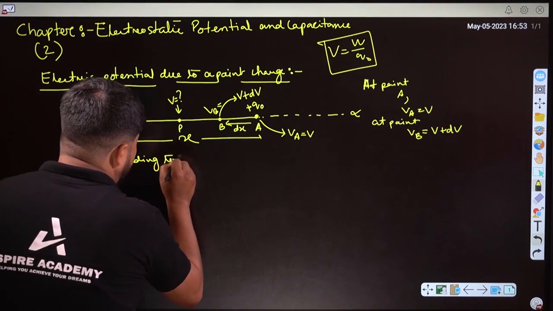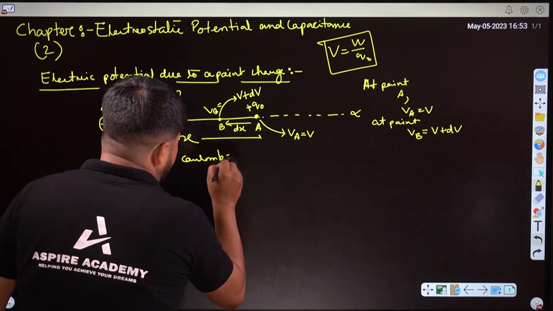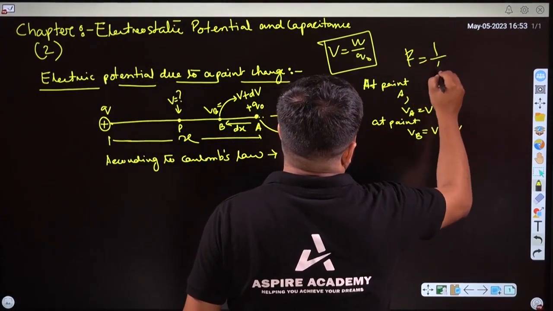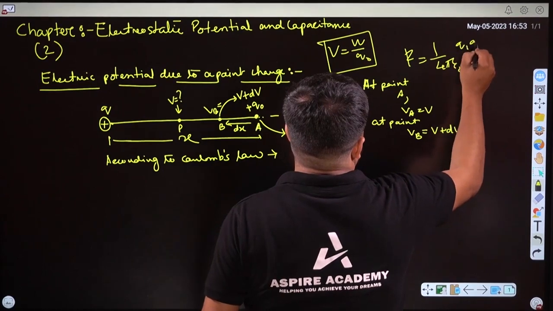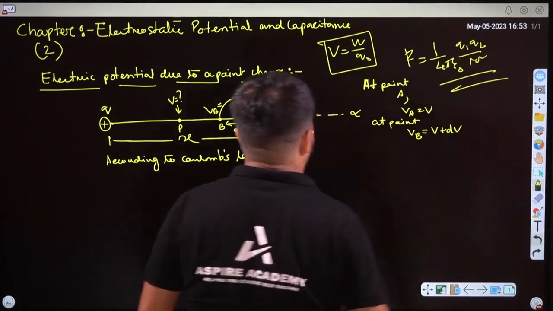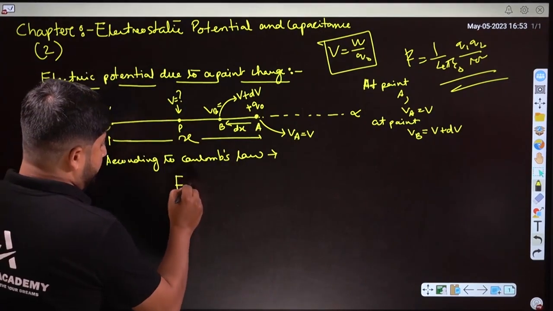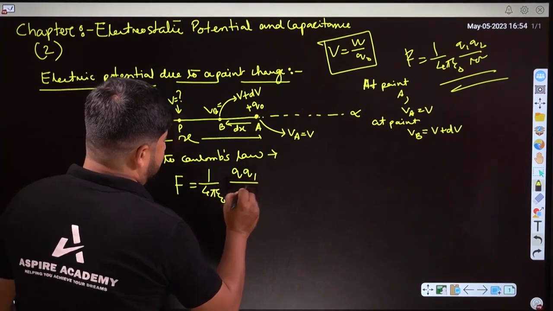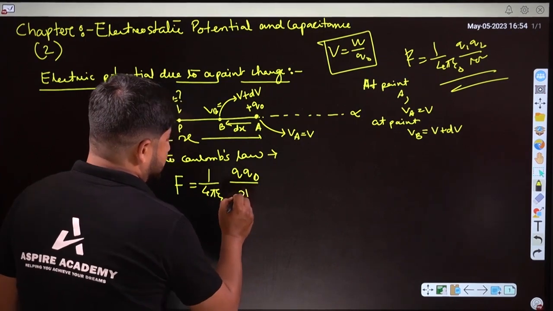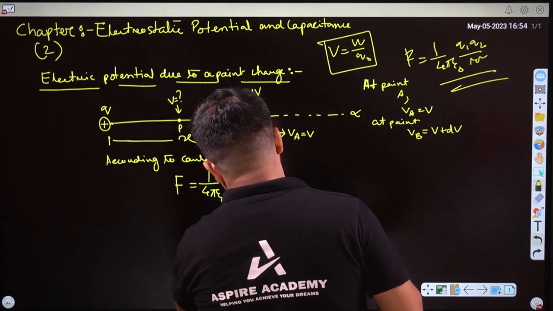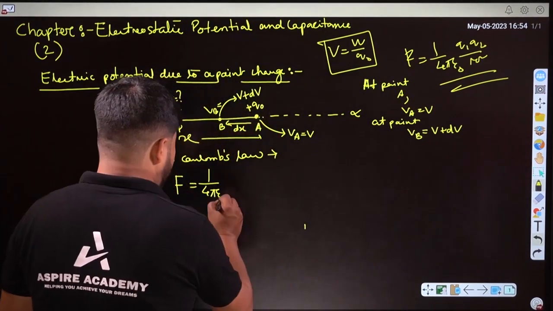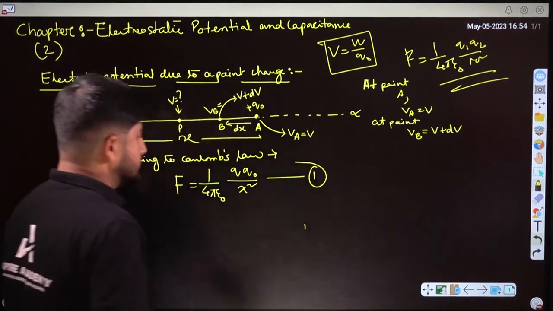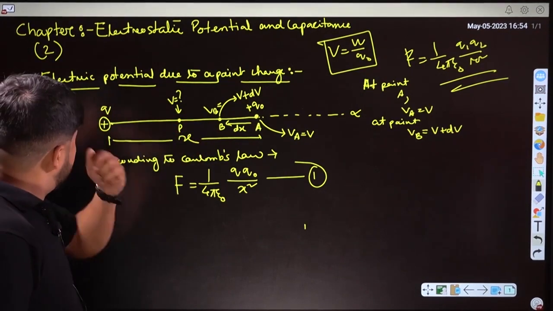According to Coulomb's law, we know that Coulomb's law is equal to what we have already discussed in the last class: 1 by 4 pi epsilon naught q1 q2 by r square. This is Coulomb's law, the electrostatic force of attraction and repulsion. So apply here in this formula: force is equal to 1 by 4 pi epsilon naught q naught by x square. So this is equation number 1.